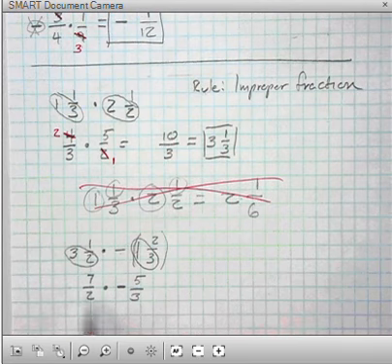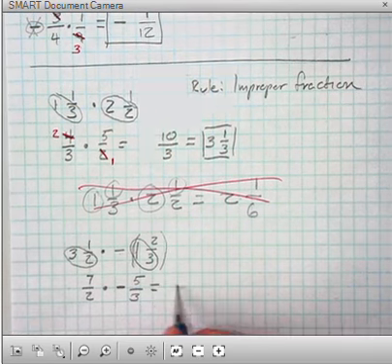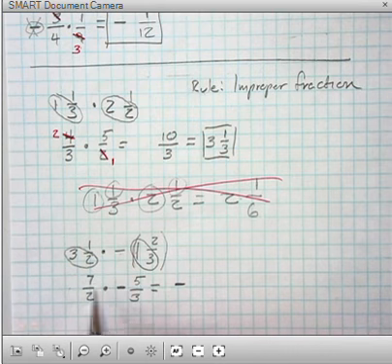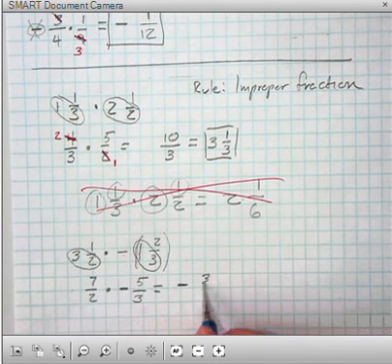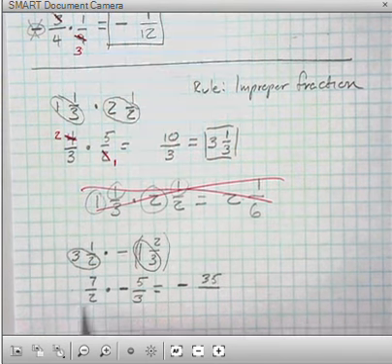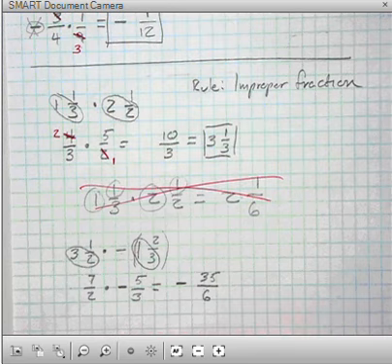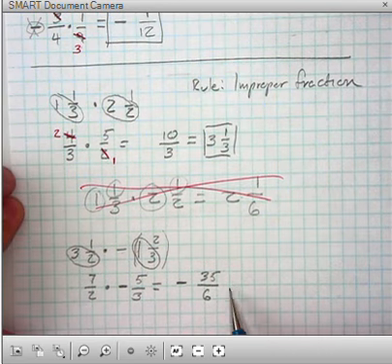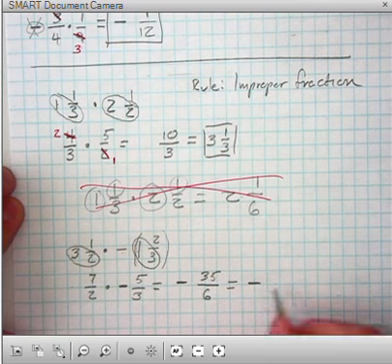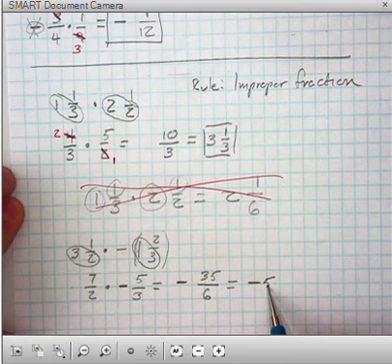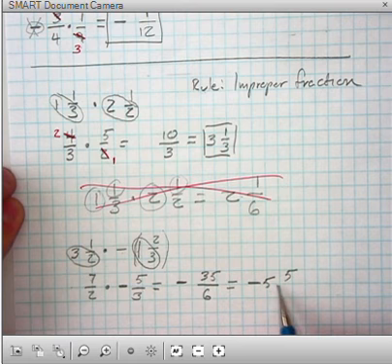Now I'm going to do a positive times a negative. My answer is going to be negative. 7 times 5 gives me 35. 2 times 3 gives me 6. So that means I've got 6 goes into 35 5 times. 6 times 5 is 30. So I'm going to have 5 left over. My denominator stays the same.